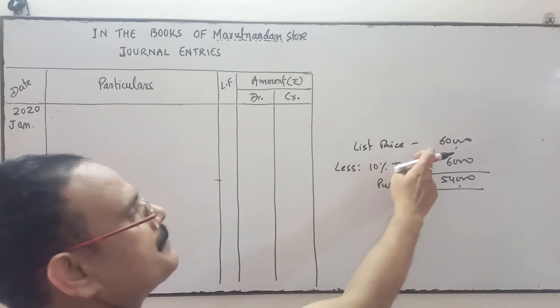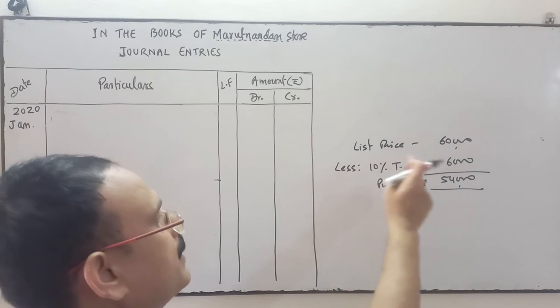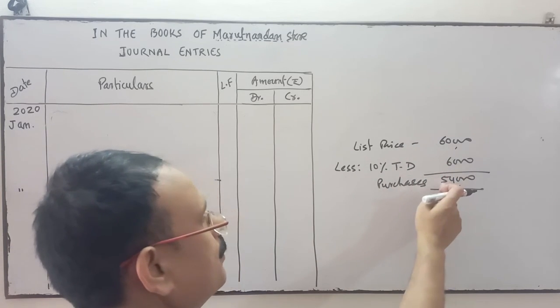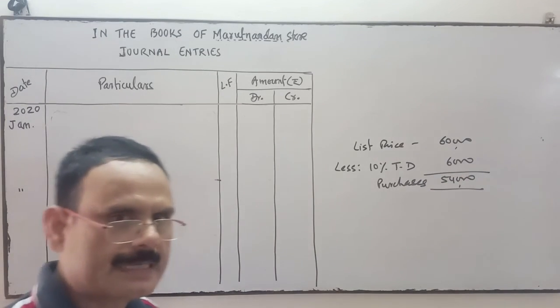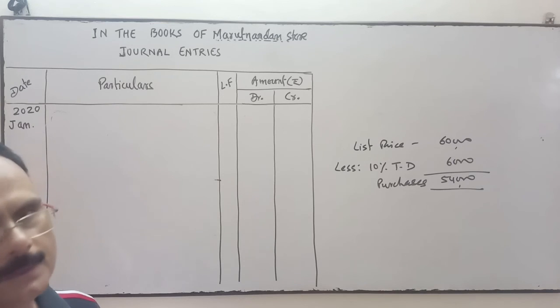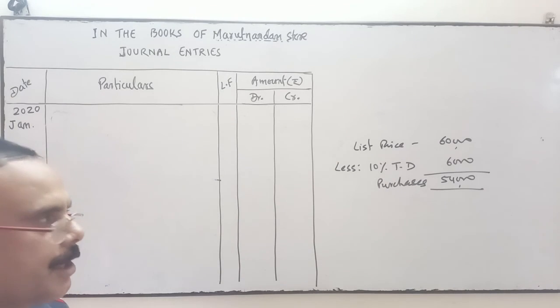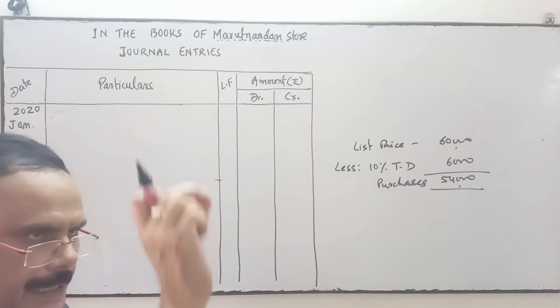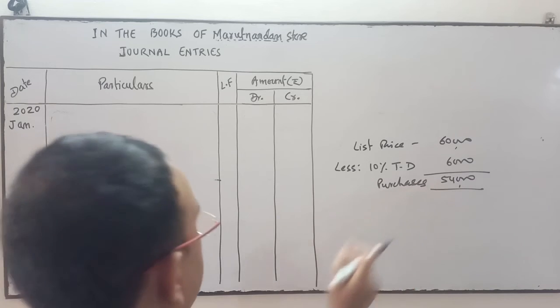This is not the purchase figure. List price of the goods is this, but trade discount allowed by them is 6,000. So final purchase will be 54,000. We have purchased the goods at rupees 54,000. However, list price is 60,000, but after deduction of 10% trade discount directly from the invoice or cash memo, this figure will indicate your purchase.